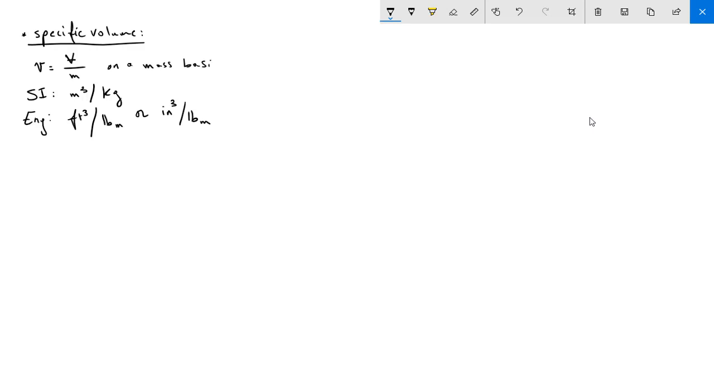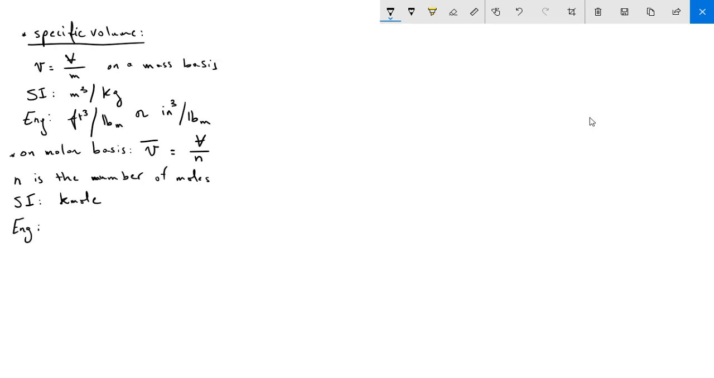So this is the specific volume on a mass basis. Sometimes we write the specific volume on molar basis. So on molar basis, we denote this by v bar, which is the volume over the number of moles, where n is the number of moles. So in SI, n is in kilomole or moles, and in English system it is in pound mole.